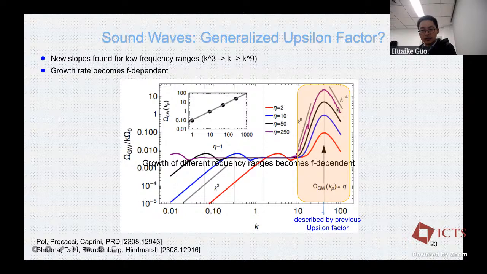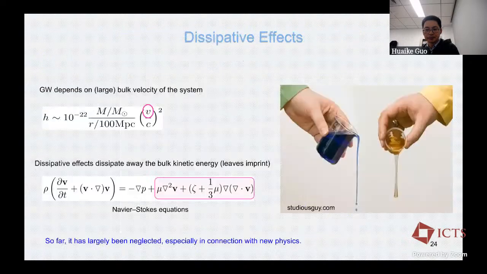Aside from this growth of the overall amplitude, there are other things that they have found. Previously we said that there's k cubed at very low frequencies, right? But actually we can have a linear growth of the spectrum, k to the first power, and k to the 9th before reaching the peak. So all these scenarios probably should be taken seriously if we really try to detect this using real experimental data.